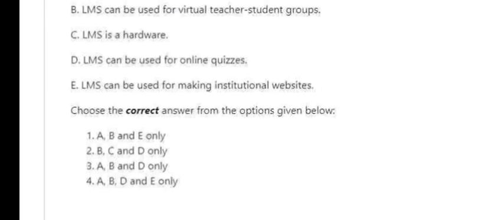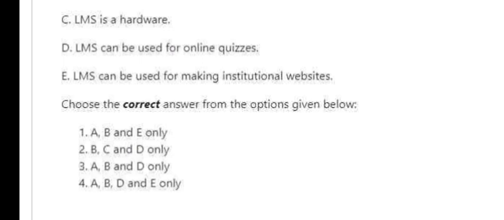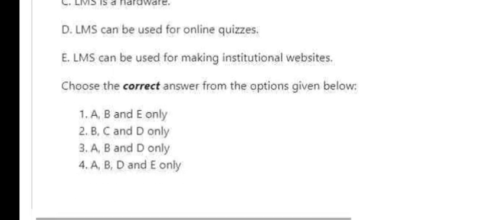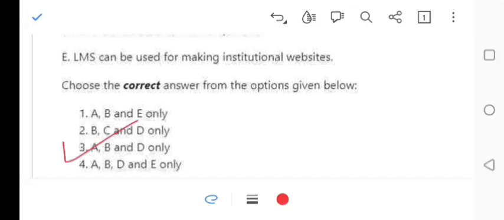Now choose the correct answer from the options given below. A, B, E; B, C, D; A, B, D; A, B, D, E. So option C, that means A, B, D, that is 3, will be correct.